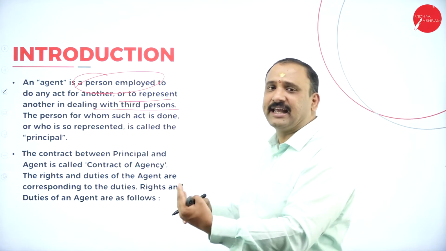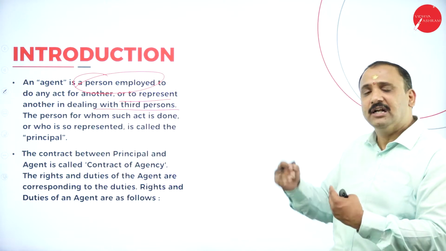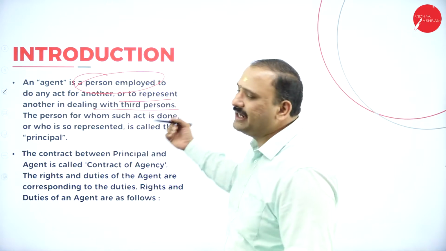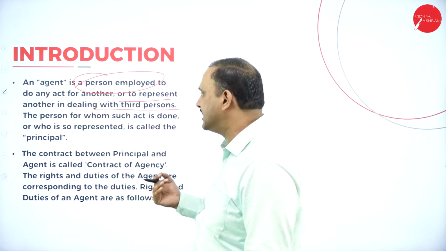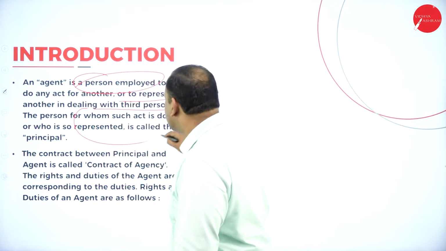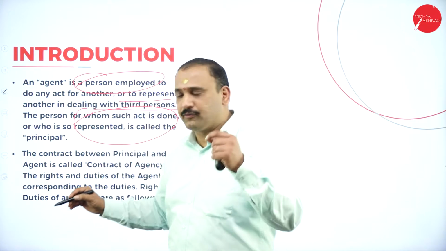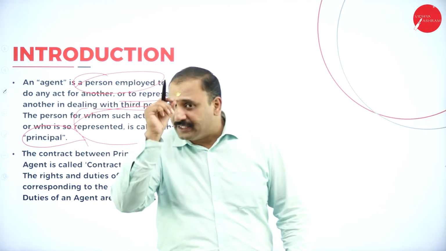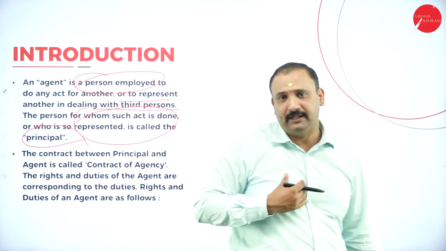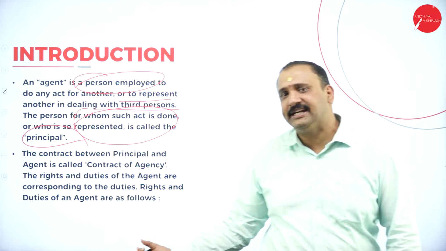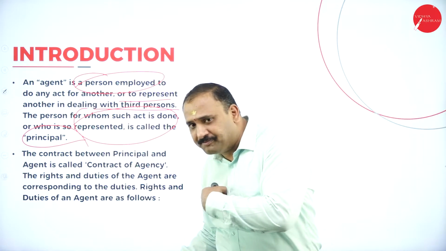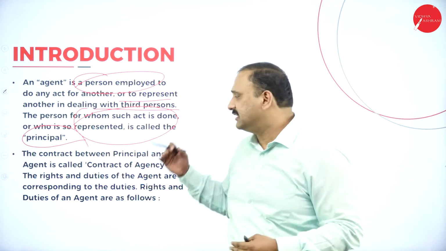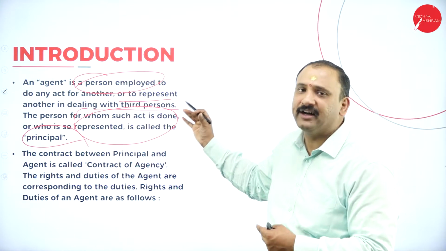So I ask an agent to get me a second-hand car. On behalf of me, this person is going to come forward and deal with the third persons. The person for whom such act is done or for whom it is represented is called the principal. Now in this case, I am the principal. I will appoint an agent who will go on behalf of me and deal with a third party to get me a car. So this is how we are going to define an agent.